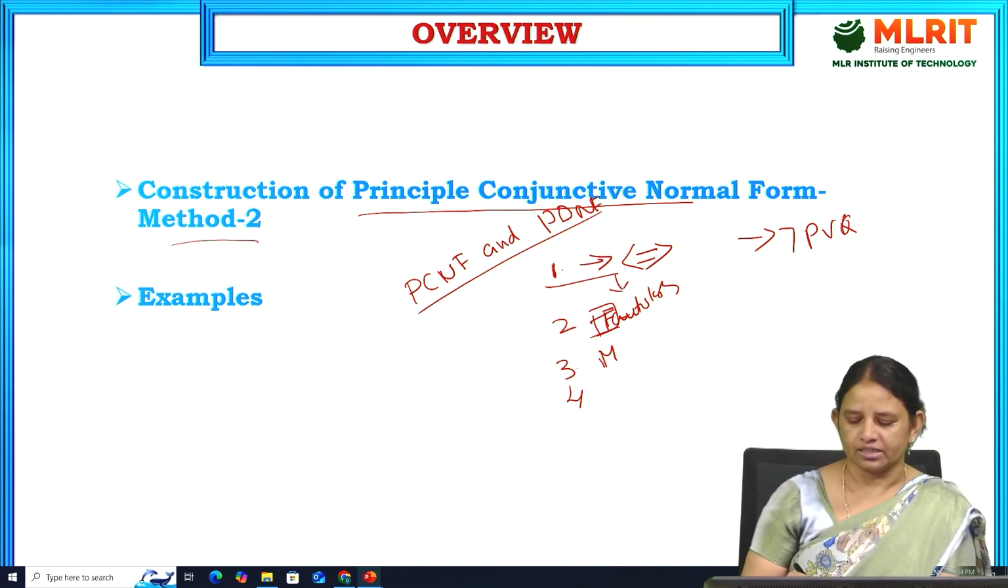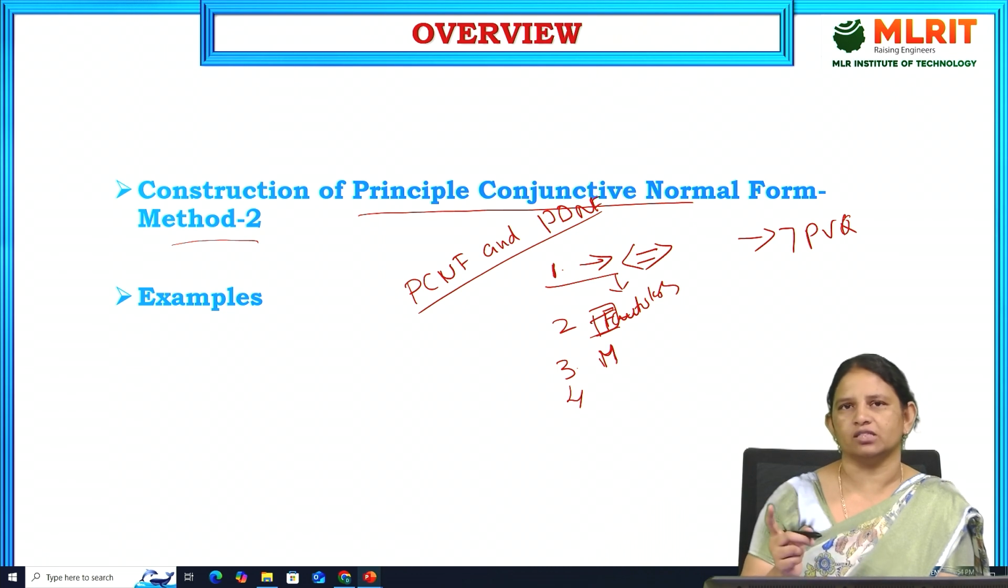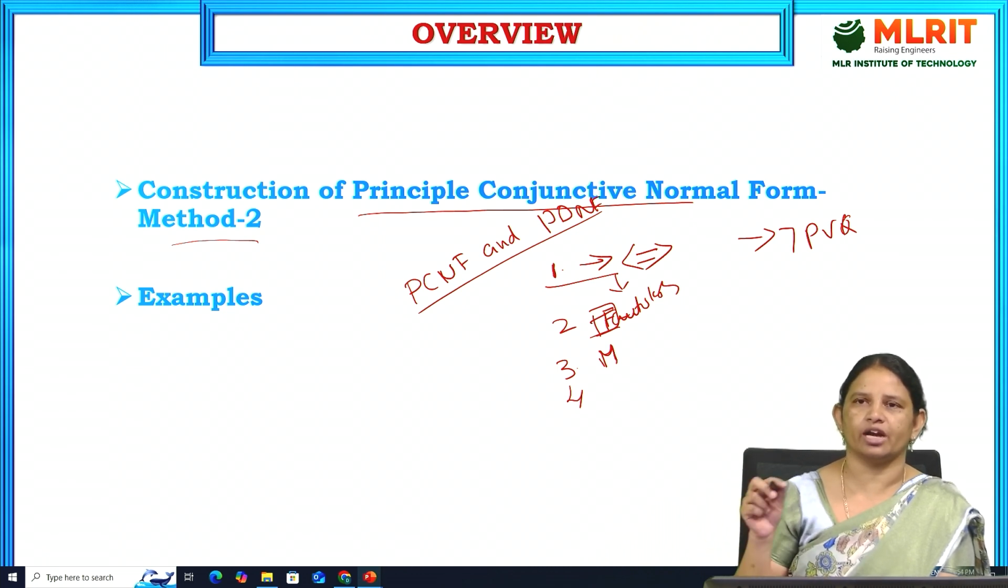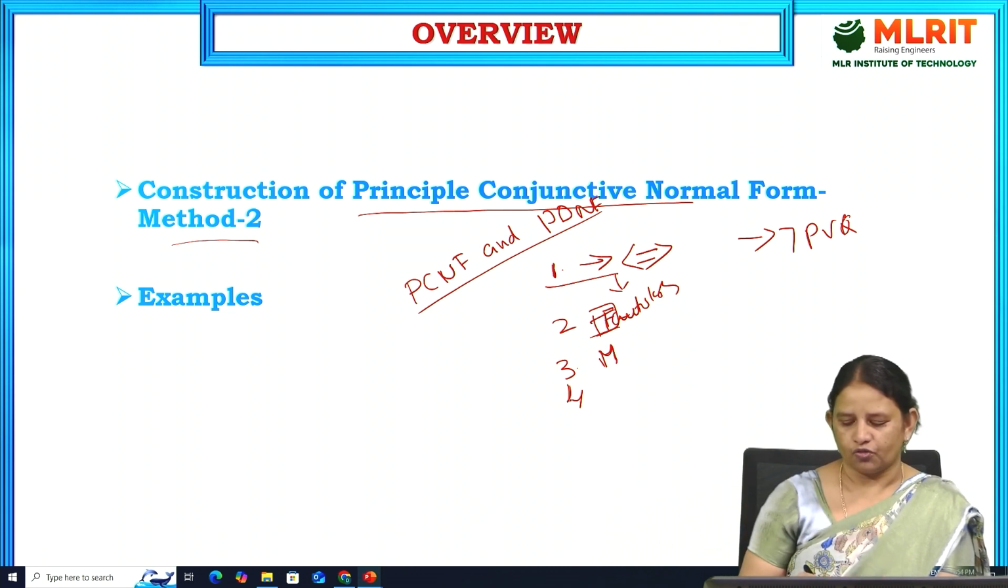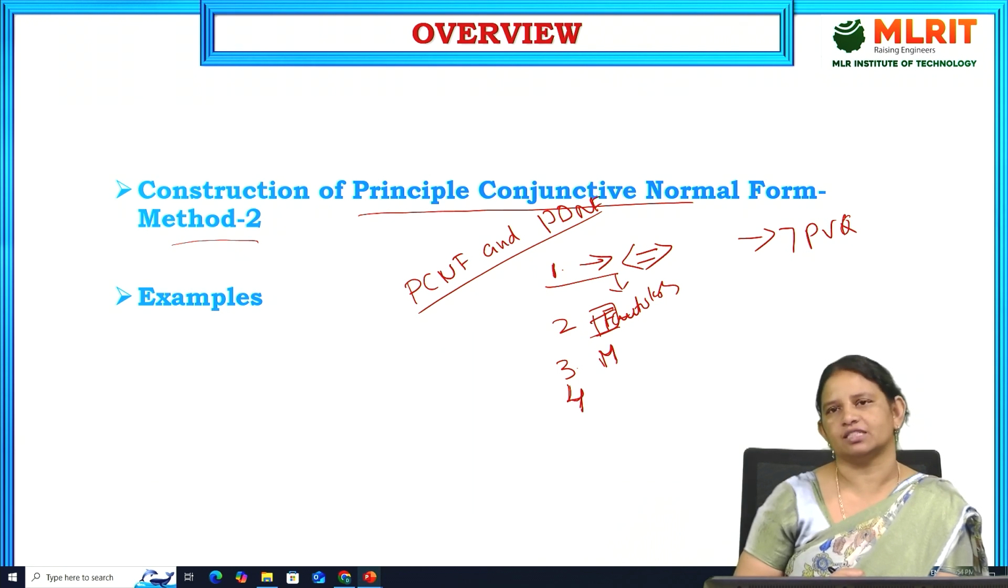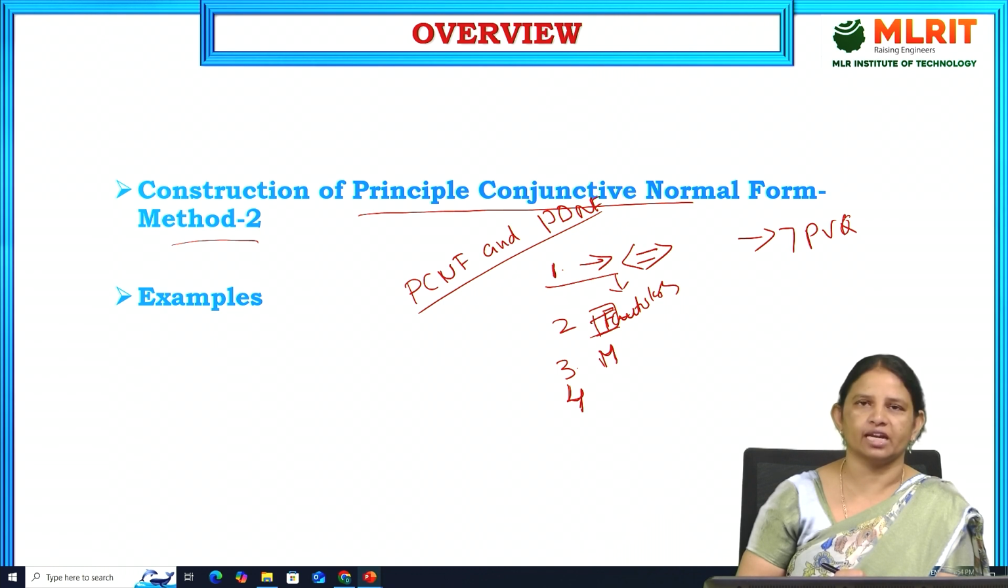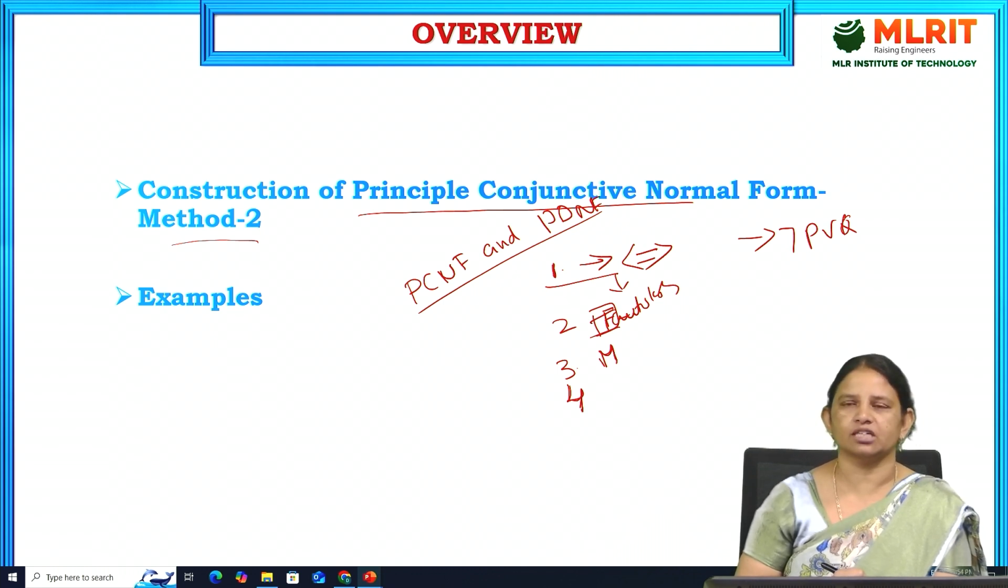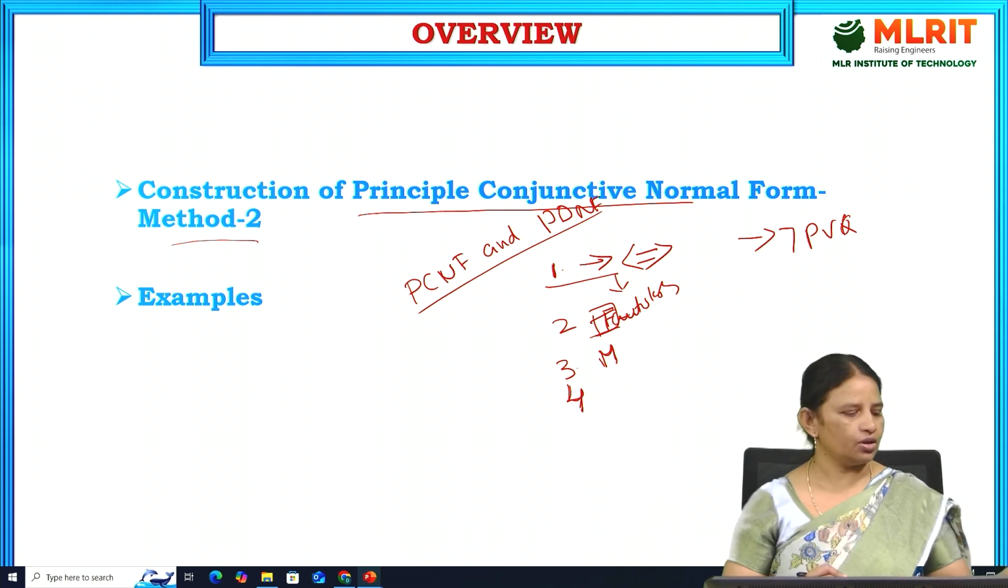And third one is max terms must be unique. That means if any max term is repeated, we can drop those max terms. Write only once. Instead of writing more than once, you can write only once. And the fourth rule is apply distributive laws as well as De Morgan's law to get the required format of PCNF. So, we can understand with the help of some examples how to construct PCNF without constructing the truth table.